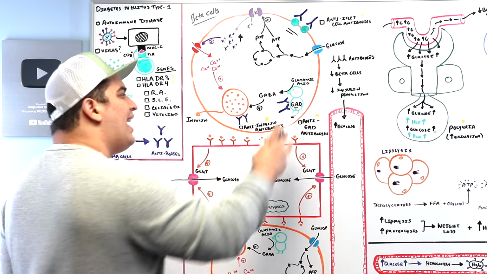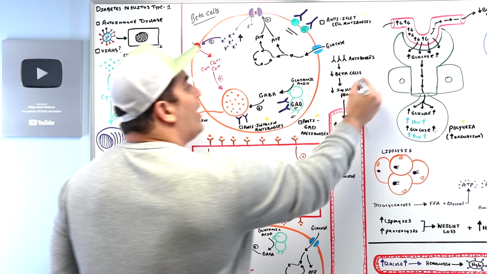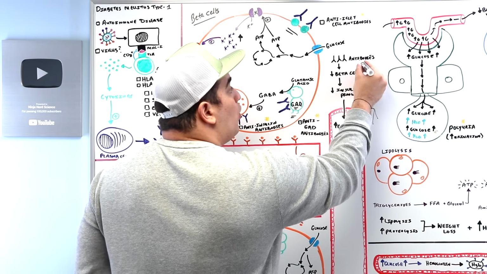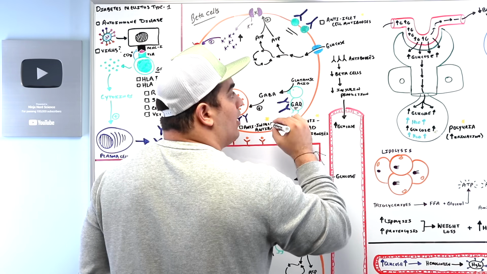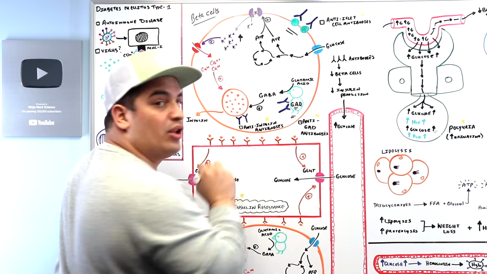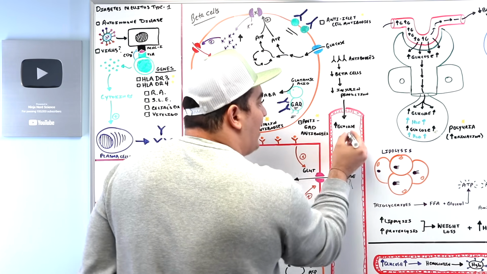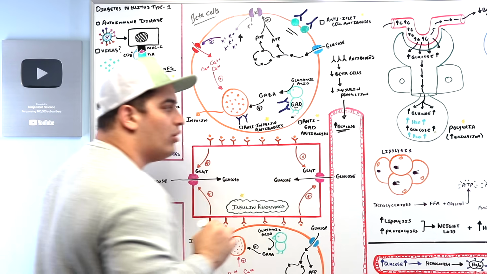Now, as these antibodies attack the beta cell or the proteins within it, what happens to the beta cell activity? Well, these antibodies start destroying the beta cells. And as there's a decreased number of beta cells, what happens to their insulin production? It starts dropping. What's the problem with that? That can lead to high blood glucose.